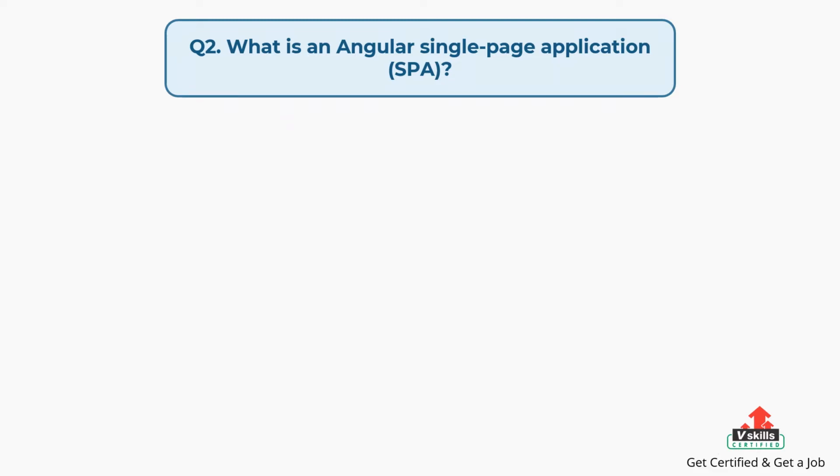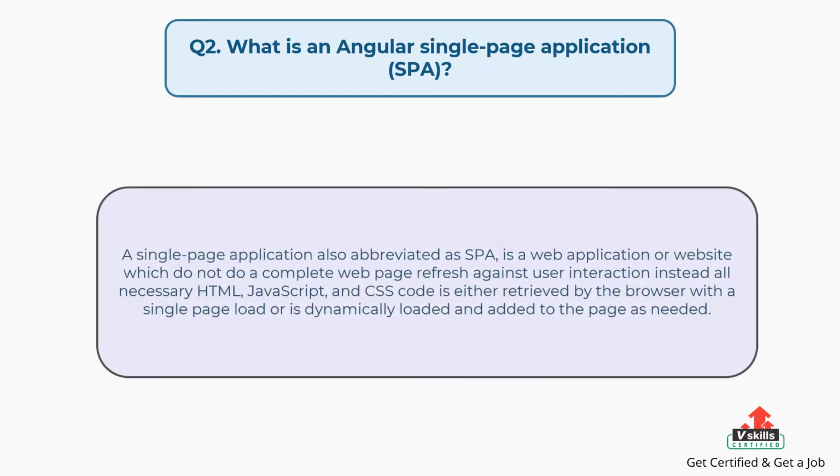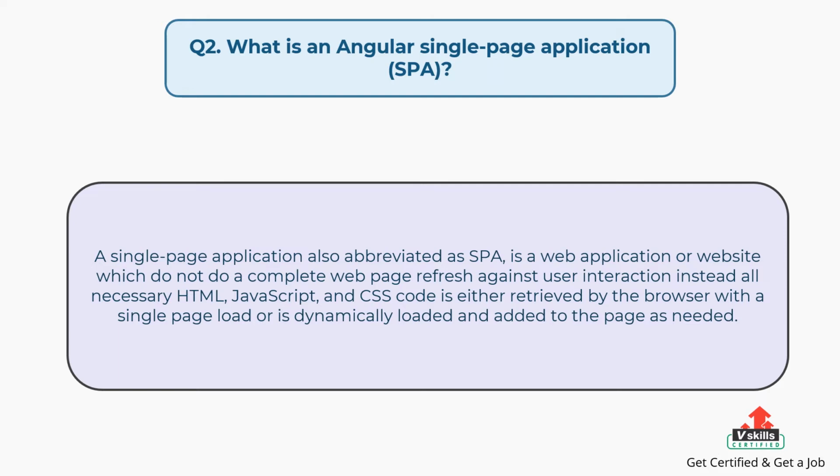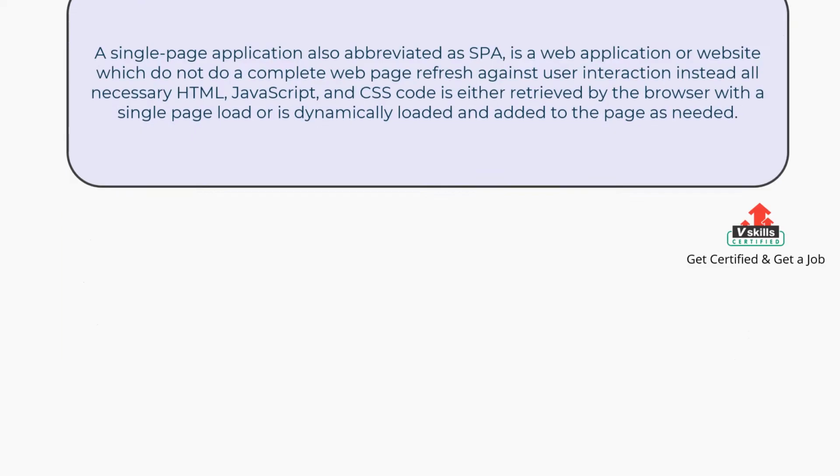Question number 2. What is an Angular single-page application? The answer is a single-page application, also abbreviated as SPA, is a web application or website which does not do a complete web page refresh against user interaction. Instead, all necessary HTML, JavaScript, and CSS code is either retrieved by the browser with a single page load or is dynamically loaded and added to the page as needed.